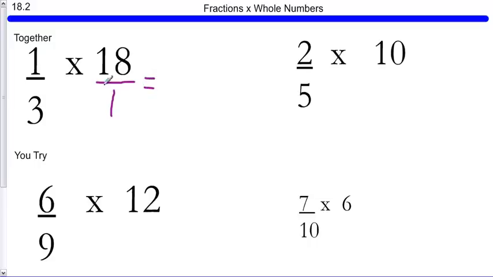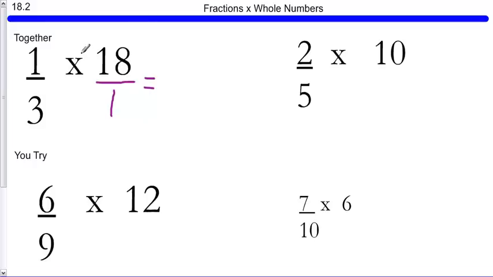So first thing I did is I made my whole number a fraction. So I put 18 over 1. Then I like the second method of simplifying first. So I can't simplify the 1 and the 1 because they're already 1s. Could I do the 3 and the 18? Well, I don't know. I have to go back to my divisibility rules that we learned a while ago.